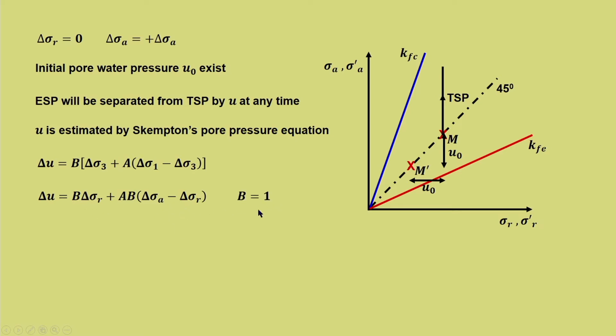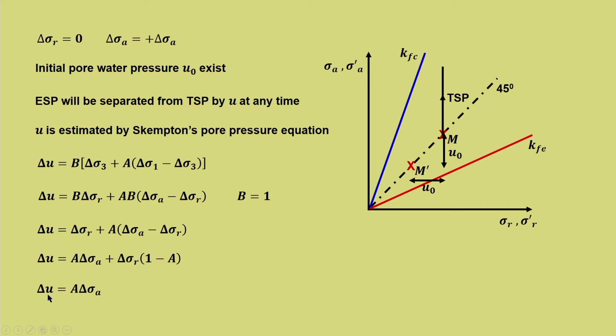It is a saturated case, so B is equal to 1. So, delta U is equal to delta sigma r plus A into delta sigma A minus delta sigma r. Now, this is a typical case of delta sigma r equal to 0 and delta sigma A equal to plus delta sigma A. Substitute this into the pore water pressure equation. We will get delta U is equal to A into delta sigma A plus delta sigma r into 1 minus A, that is by rearranging, and for this specific case delta sigma r is equal to 0.